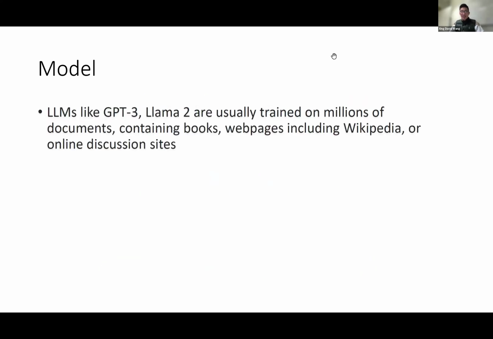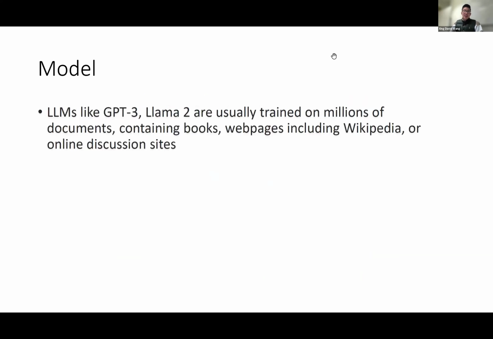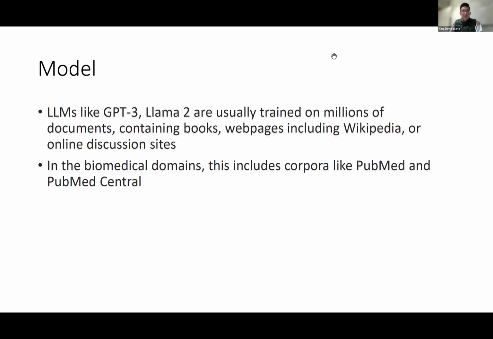So having understood this, now one can ask, okay, but how is this model actually able to infer all this knowledge? And this is where the training steps come in. So large language models like GPT-3 or Llama are usually trained on millions of documents containing books, web pages, including Wikipedia or other online discussion sites. And in order to perform well in the biomedical domain, usually this also contains pre-training on the PubMed and PubMed Central corpora, which are freely available.